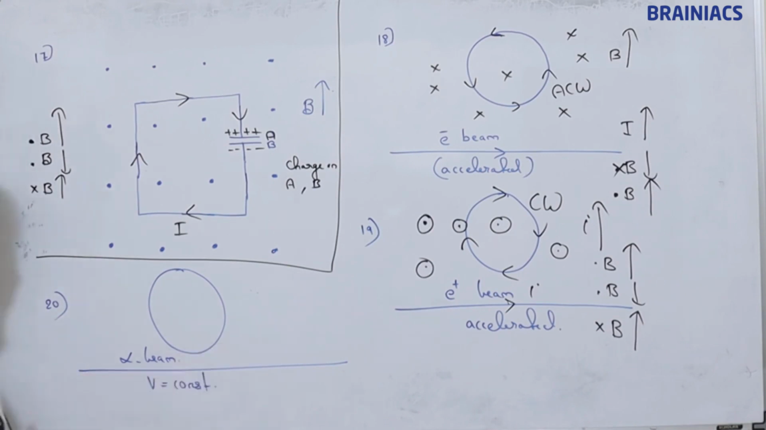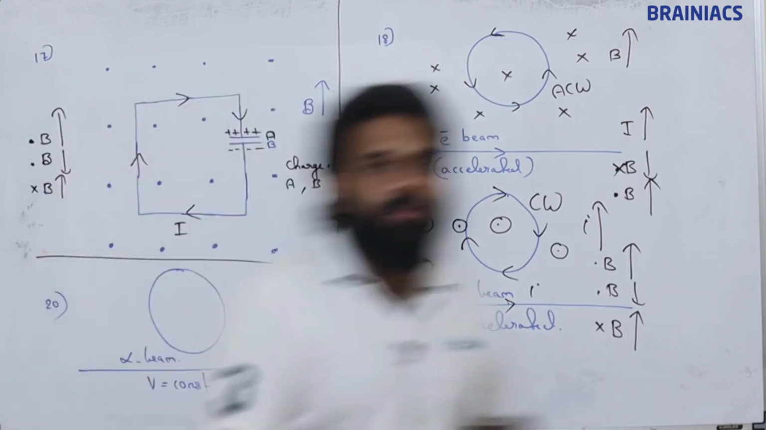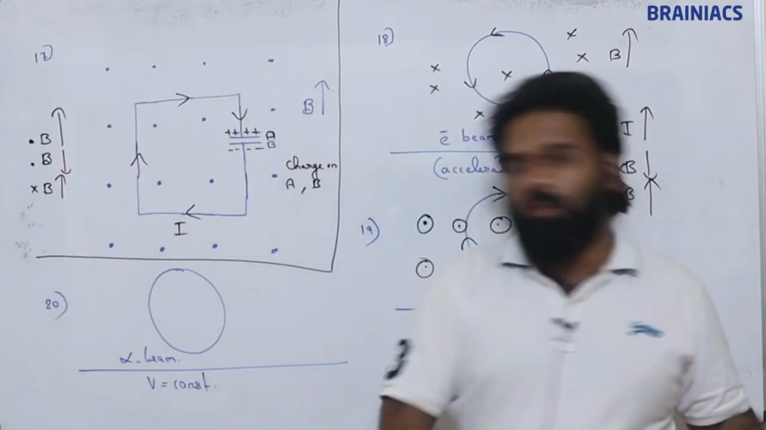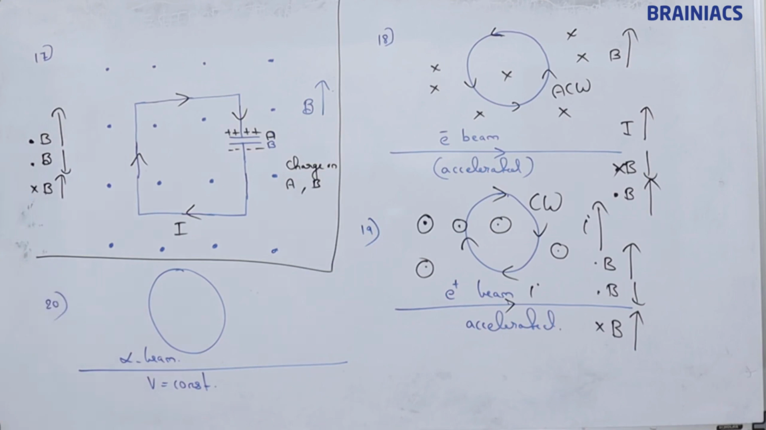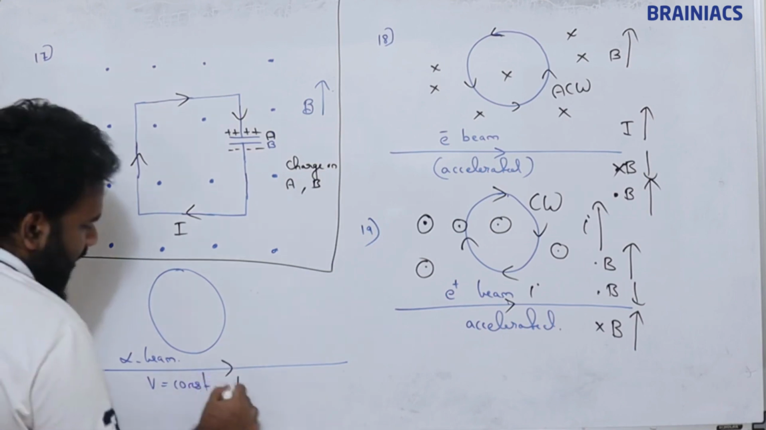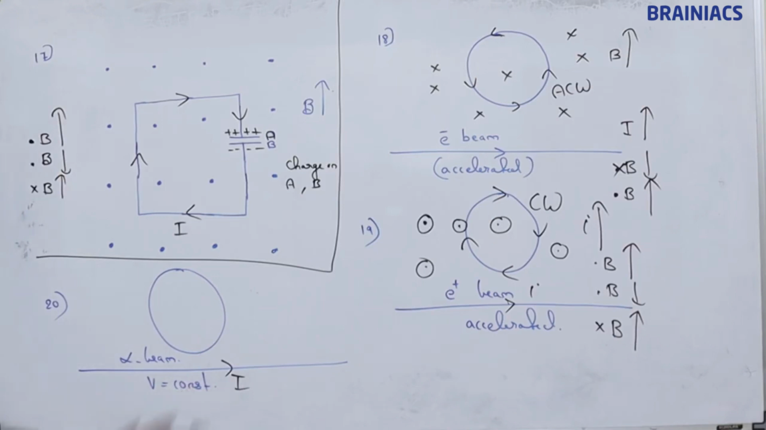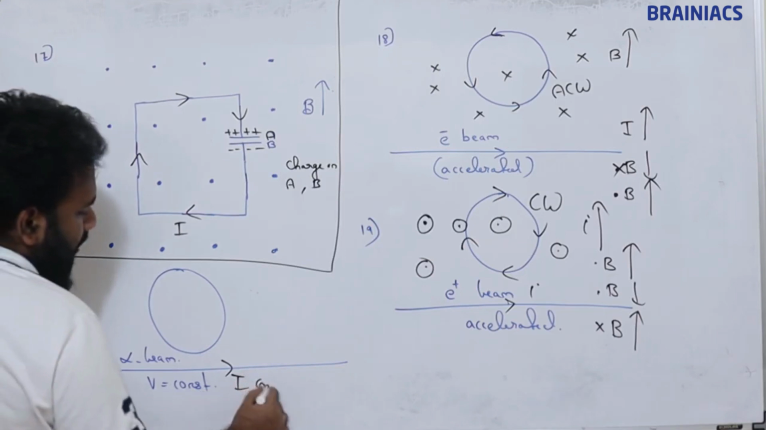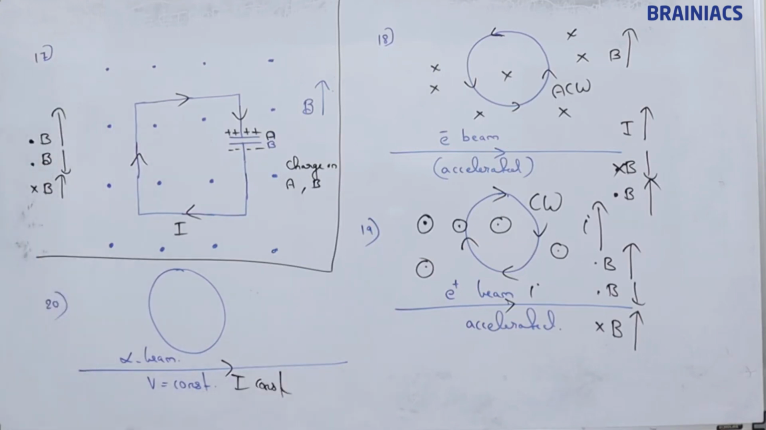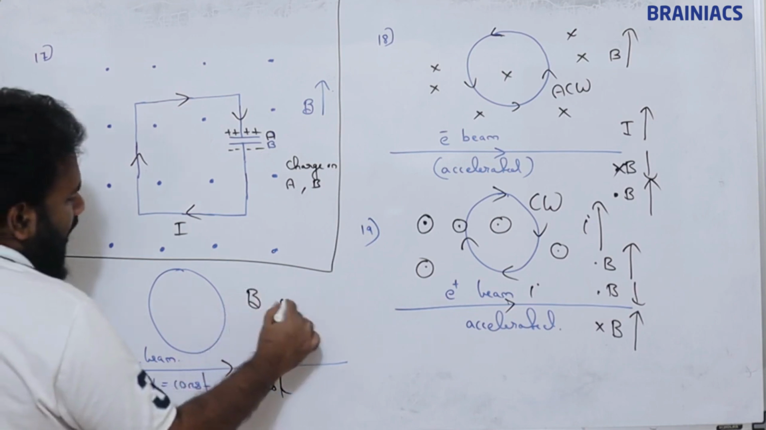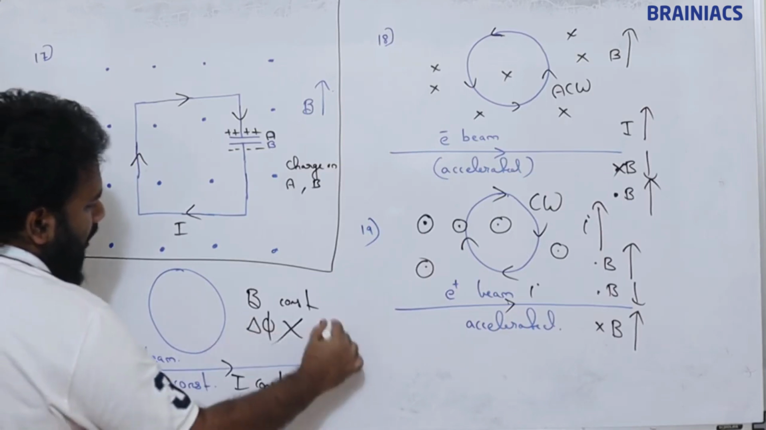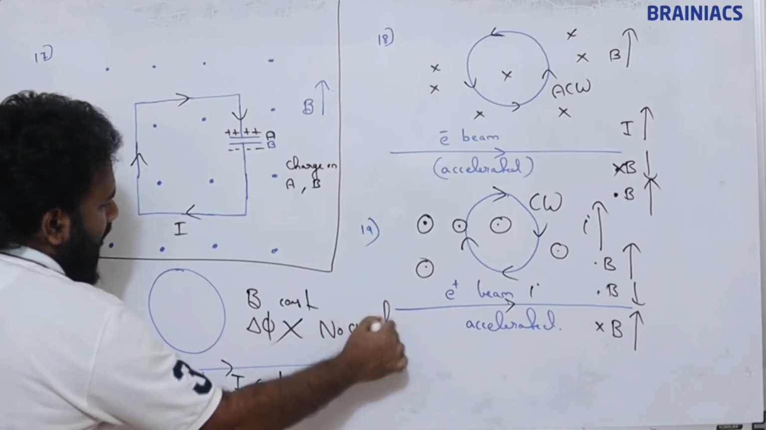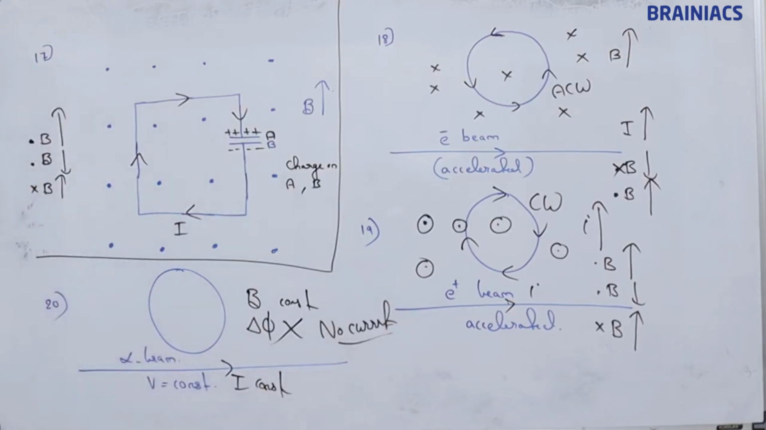What about this question? This is an alpha beam. Alpha beam means alpha particles are coming, a group of alpha particles, continuously. So we can say that this is current. But V is constant. If V is constant, then this current is actually constant. Constant current means B will be constant. Flux change is not there, so no current or induced EMF.